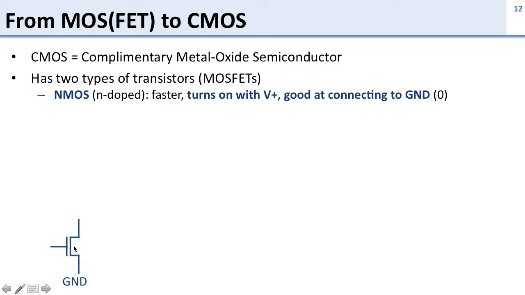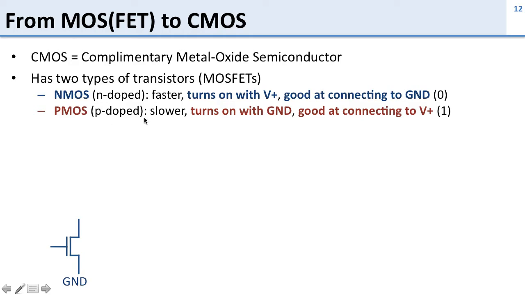You can say I've connected to ground because it's going to be good at moving electrons to the ground. Here's the gate and the source and the drain. Now PMOS, these are p-doped type. They're slower, and they're slower because the p carriers, the holes, move more slowly than the electrons. They turn on when you get a low voltage, and they're good at connecting to the positive voltage. So they're good at passing a 1. So here's one of those, and we distinguish them by having a PMOS having this circle here.